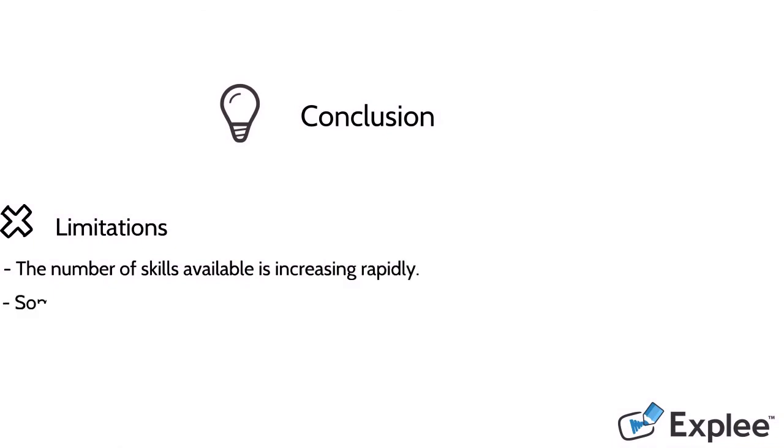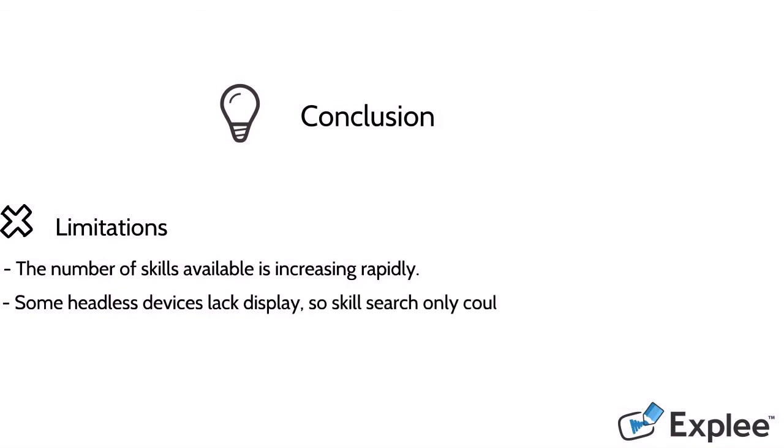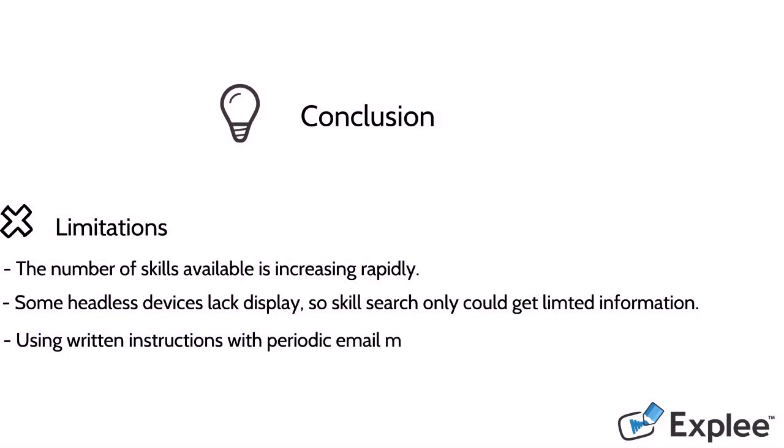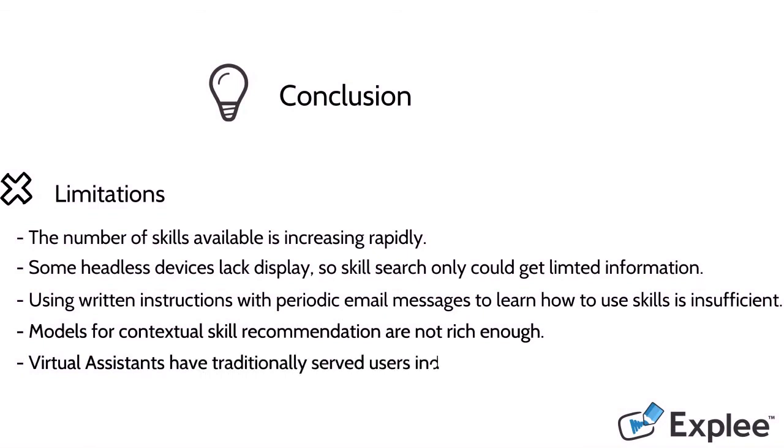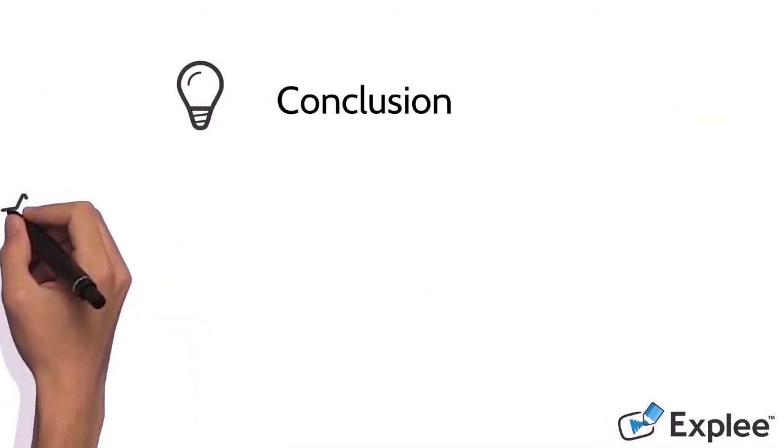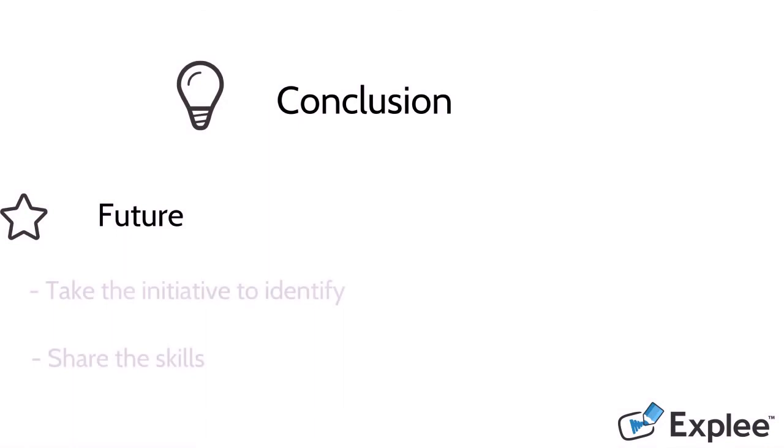To sum up, there are several limitations. The first one is that the number of skills available is increasing rapidly. The second one is that the headless device has no large display, so skill search can only get limited information. The third one is that using written instructions with periodic email messages to learn how to use skills is insufficient. Moreover, the models for contextual skill recommendations are not rich enough, and virtual assistants have traditionally served users independently. So, looking ahead, the perceived utility of virtual assistants, particularly in smart speakers and other headless devices such as personal audio, will depend largely on their ability to proactively identify and share skills that can help users when they need them most.